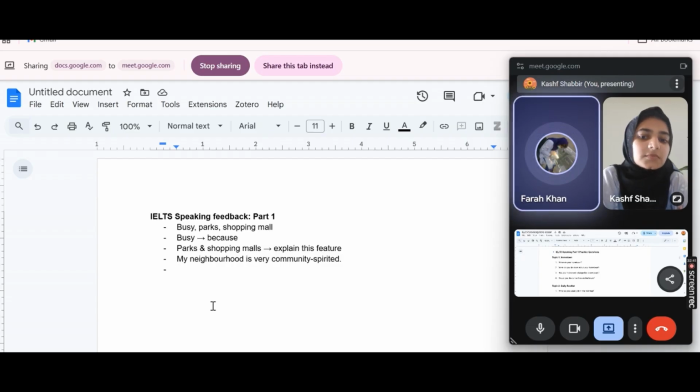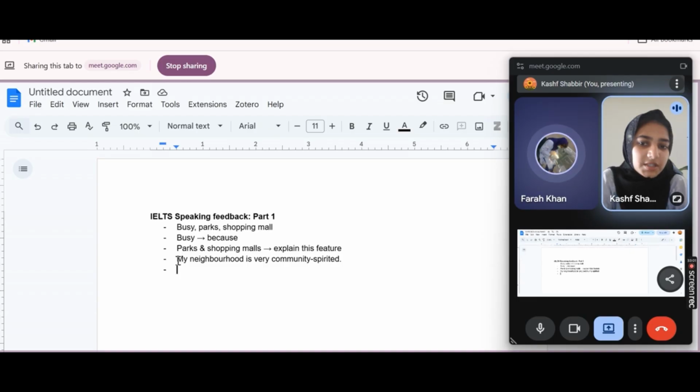The thing I like most about my hometown is the hospitality of the area. My neighborhood community spirit doesn't require any specific word to join it. This should be your sentence. My neighborhood is very community spirited.